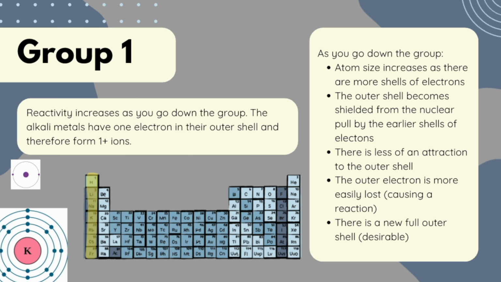Group 1 elements, the alkali elements, get more reactive as you go down the group. Why? Because their atoms get bigger. Their outer electrons are further from the nucleus and feel less attraction. This makes it easier to lose that one outer electron and react. Losing this electron gives them a full outer shell underneath, making the atom stable.